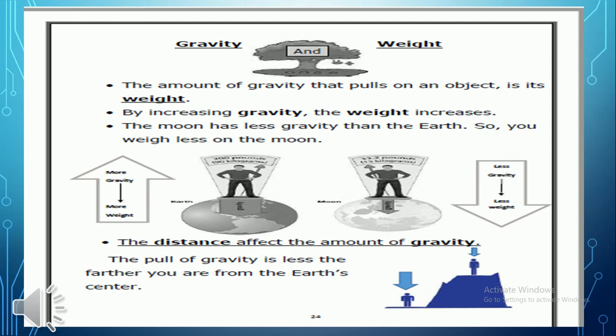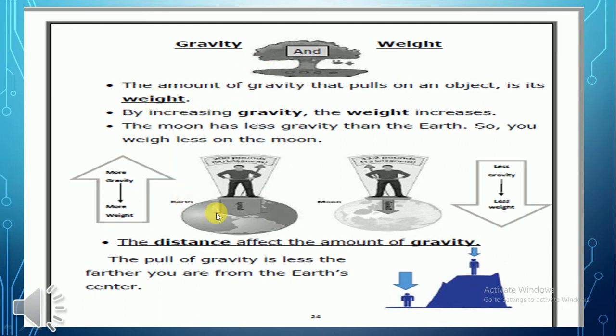And this doesn't change on Earth, on moon, anywhere. Mass doesn't change, okay? Mass doesn't change, but weight changes. Why? Because weight is the amount of gravity that pulls on an object. Again, weight is the amount of gravity that pulls on an object. So weight changes from maybe Earth, Moon, Mars, anywhere you're gonna find weight will change. Why? Because weight depends on gravity.